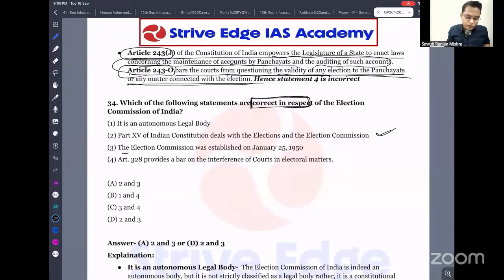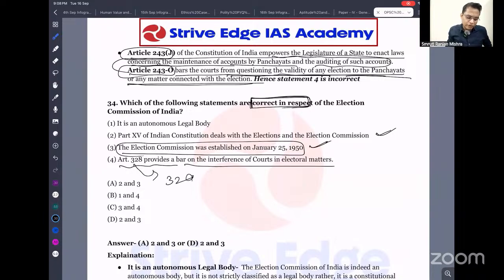Next, Election Commission established: yes, January 25th, one day before the establishment of our Constitutional Republic Day. So yes, it is. Article 328, bar on the interference of the court in electoral matter: it is actually Article 329, not 328. So looking into that, the answer is 2 and 3. Again, OPSC has given both D and I don't know. There are a lot of errors in their answer key, so it is very difficult to correct also. I don't know how they are making these questions. They have to do multiple reviews before publishing the questions.